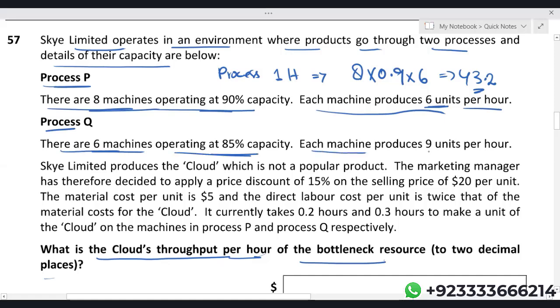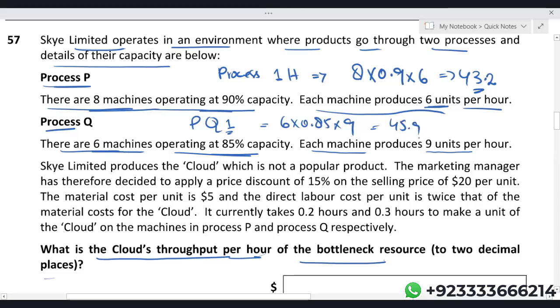Each machine produces 9 units per hour. So it means process Q. Let's see, in 1 hour, how much they can produce? There are 6 machines working at 85% capacity, and each machine can produce 9 units per hour. 6 into 0.85 multiplied by 9, I'm getting 45.9 per hour.